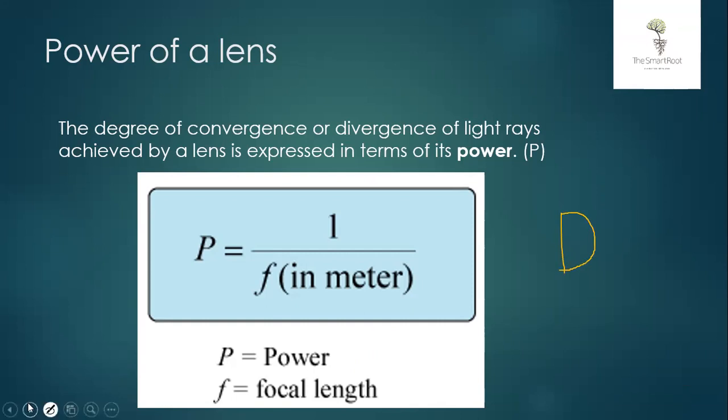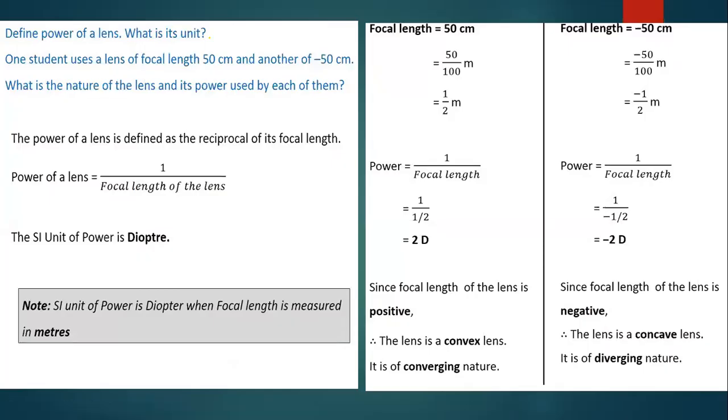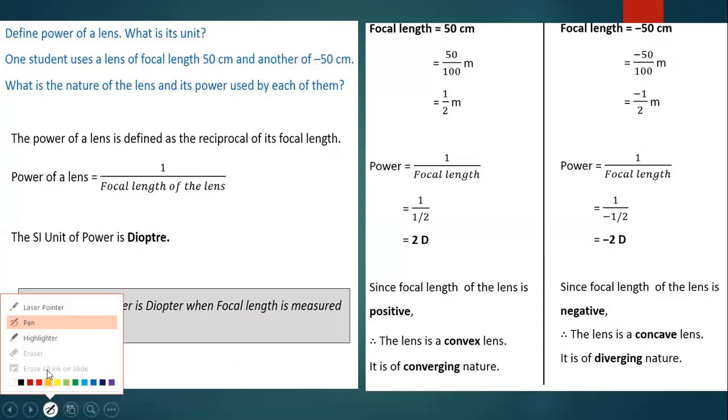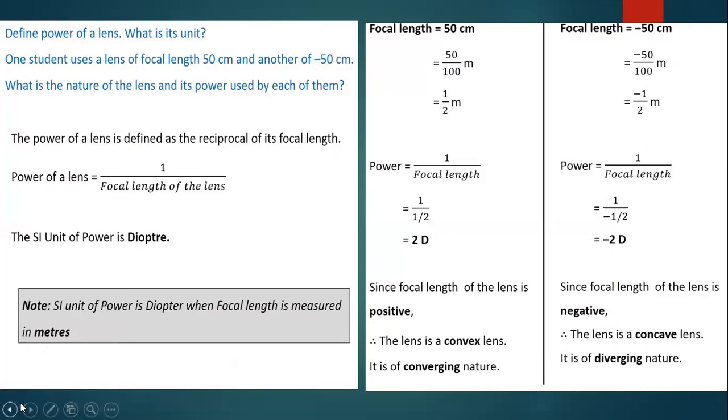Okay, so I'll discuss one of the problems. Define power of the lens. What is its SI unit? One student uses a lens of focal length 50 centimeters, another of -50. What is the nature of lens and its power used by each of them?